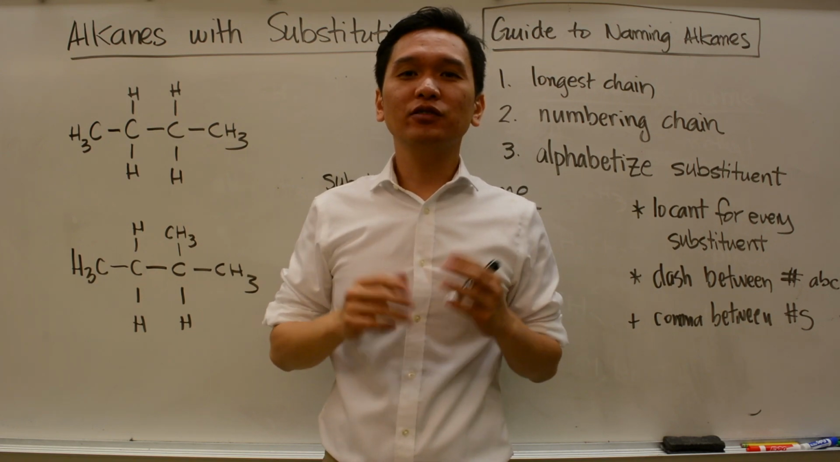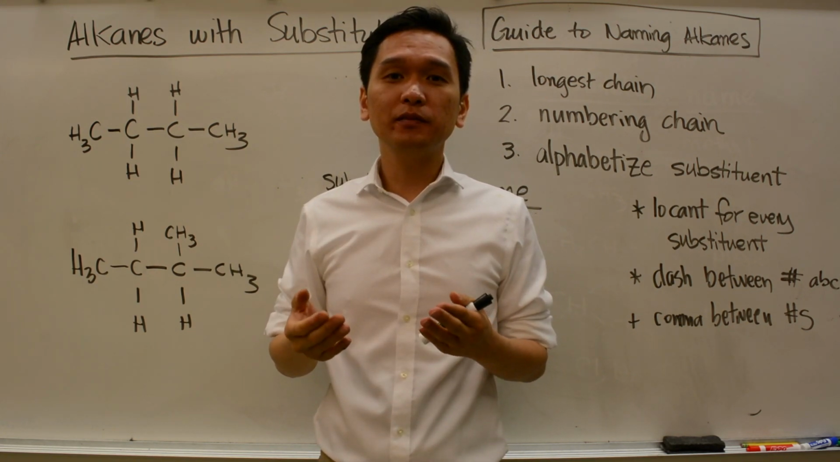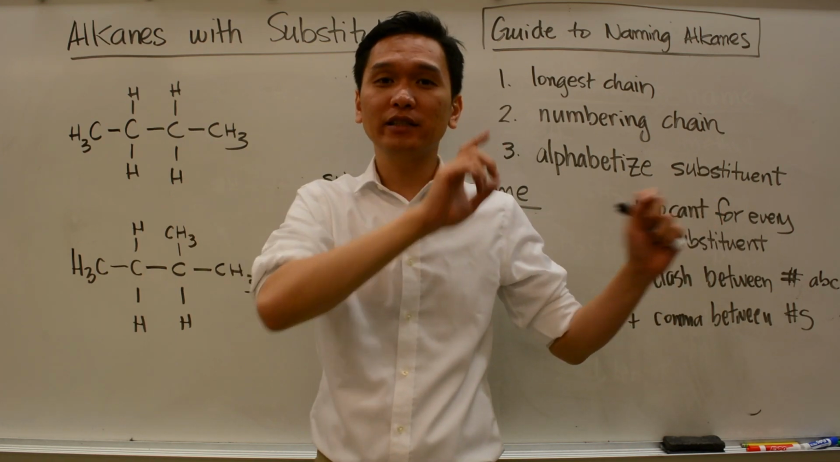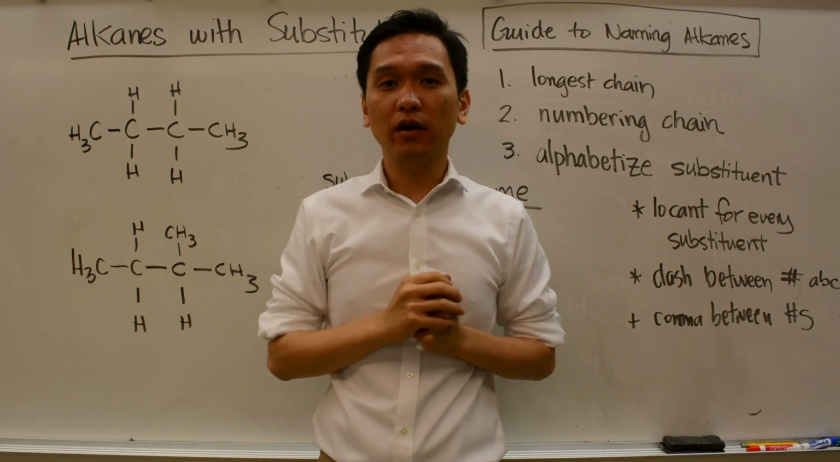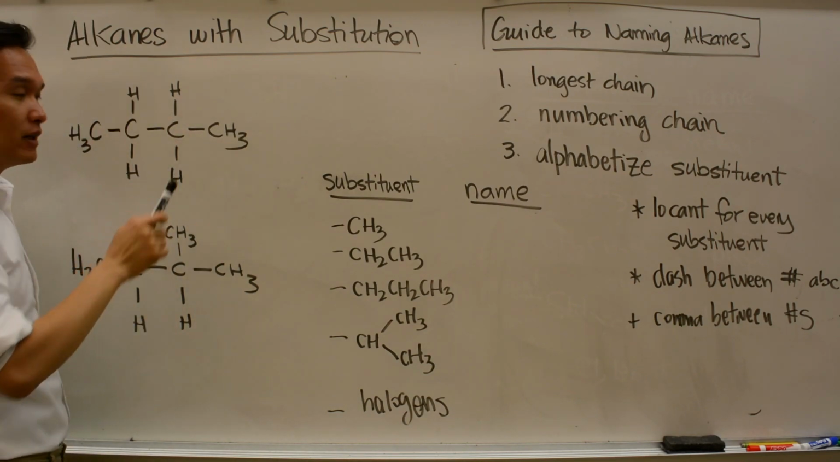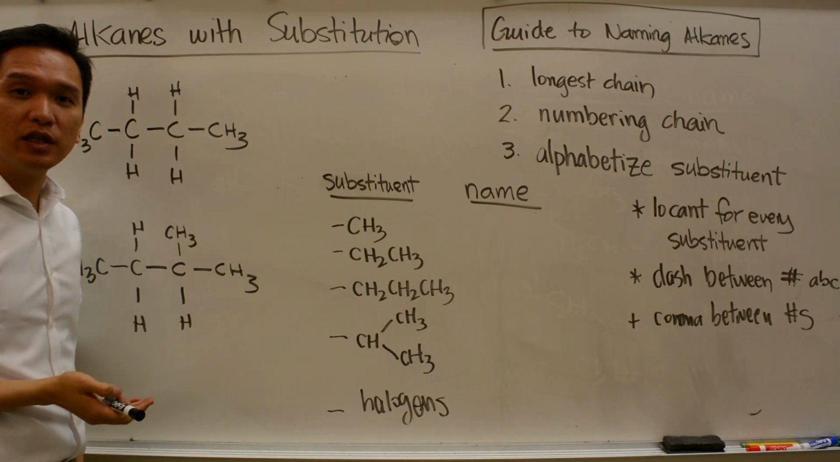So now let's talk about how to name alkanes that have substituents on them. What substituents means is that it's no longer a linear chain of carbons, but sometimes a branching of things will come off, either a branch of another carbon or some other atoms. Okay? So for example here, if I were to name this alkane, I would call this a 1, 2, 3, 4. I would call this a butane, right?